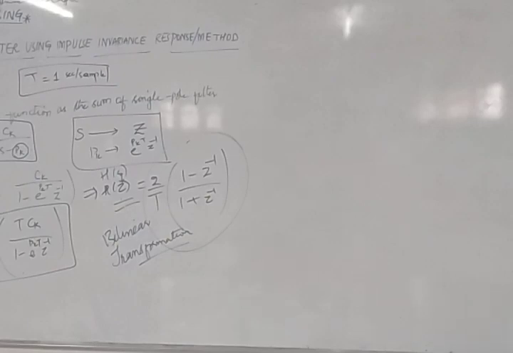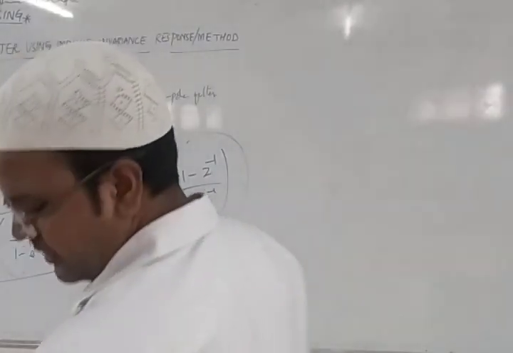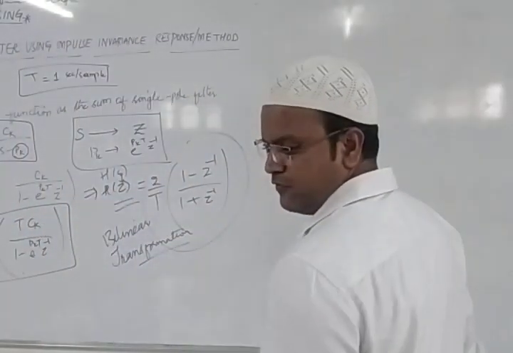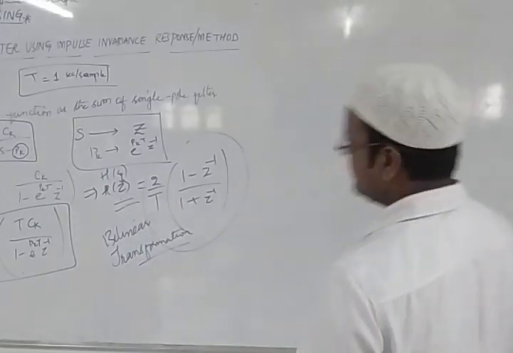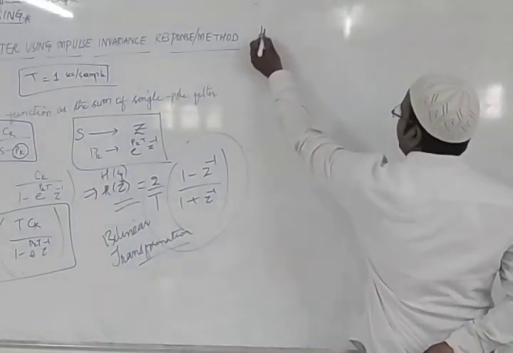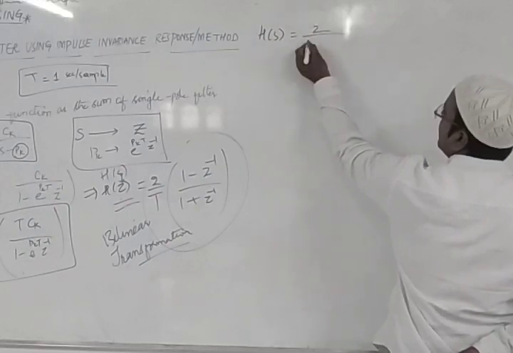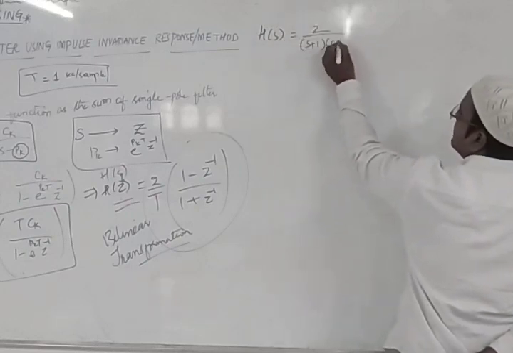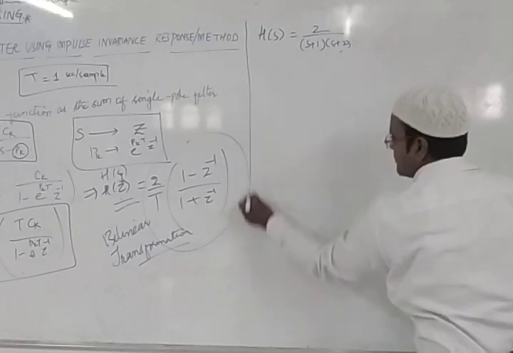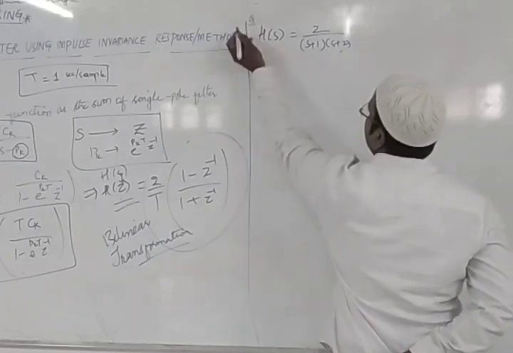Let us see one problem, students. By using impulse invariant response, we do have one problem. For the analog transfer function H(s), they gave one question. H(s) is equal to 2 by (s plus 1)(s plus 2). So this is the question they gave.